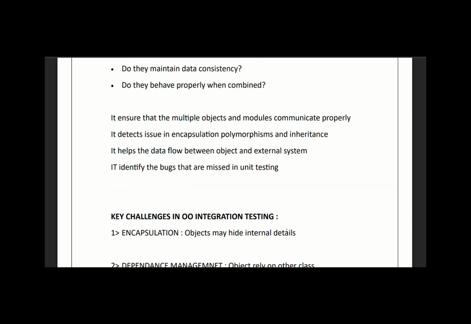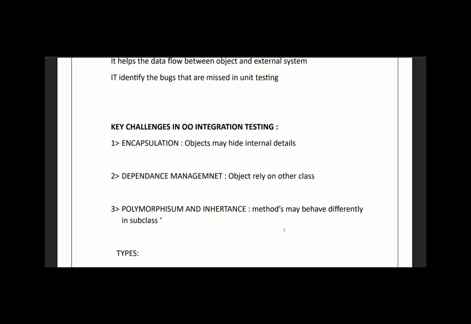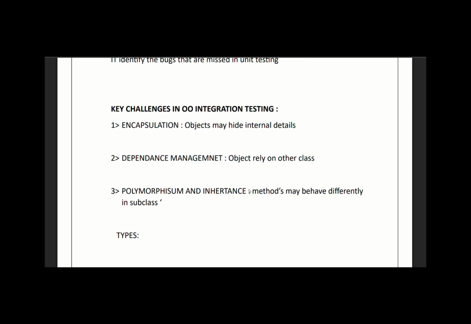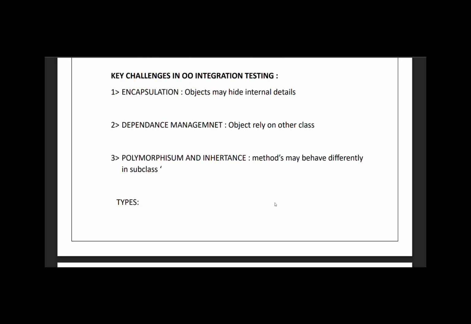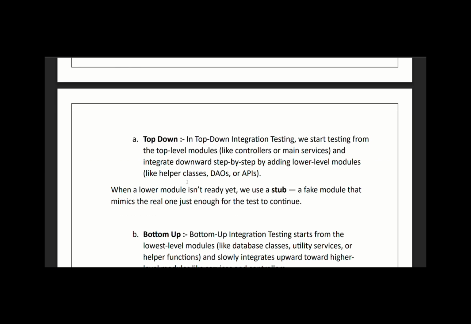The key challenges in object-oriented integration testing are: encapsulation, which means wrapping of data, where objects may hide internal details; dependence management, where objects rely on other classes; and polymorphism and inheritance, where methods may behave differently in subclasses. It has 4 types. The first type is the top-down approach.